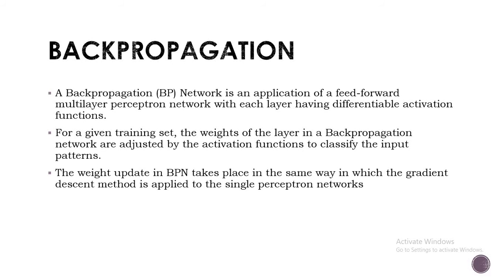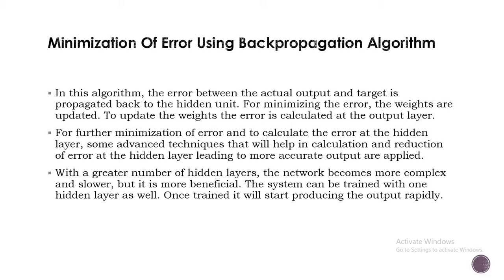Now we can look into what backpropagation is. A backpropagation network is an application of a feed-forward multi-layer perceptron network with each layer having differentiable activation functions. For a given training set, the weights of the layers in a backpropagation network are adjusted by the activation function to classify the input patterns. The weight update in a backpropagation network takes place in the same way in which the gradient descent method is applied to the single perceptron network.